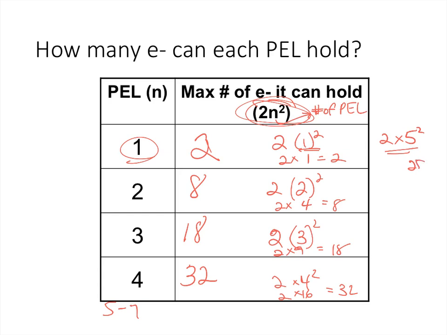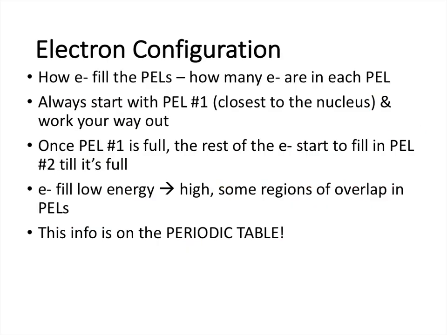So 25 times 2 would be 50. But again, the first 4 are the ones you do need to know. The electron configuration is the term we use to describe the arrangement of the electrons within these PELs. All it does is tell you how many electrons are in each PEL for a particular element.